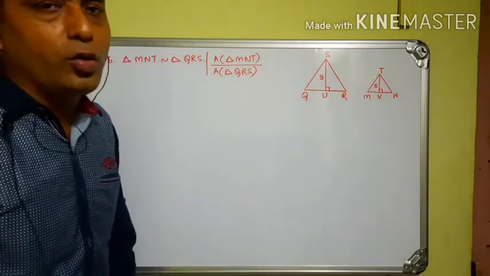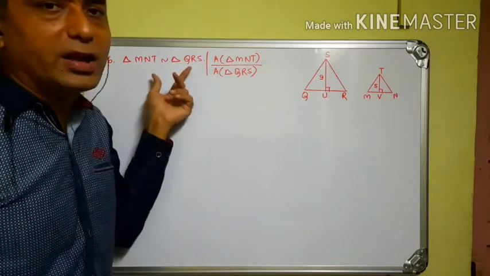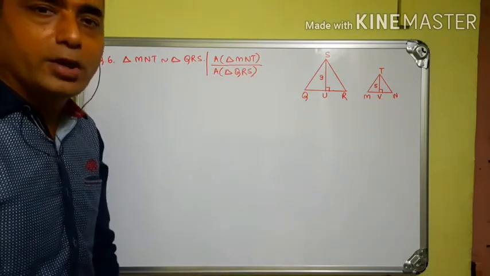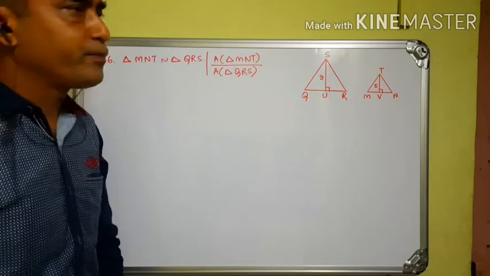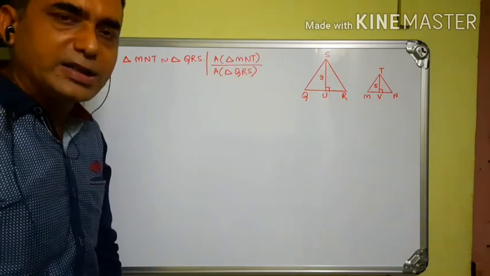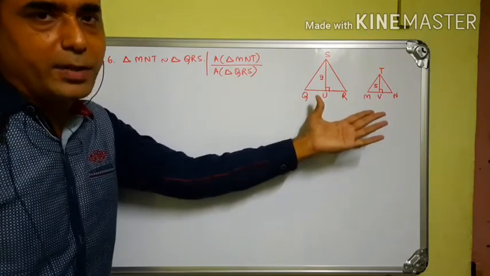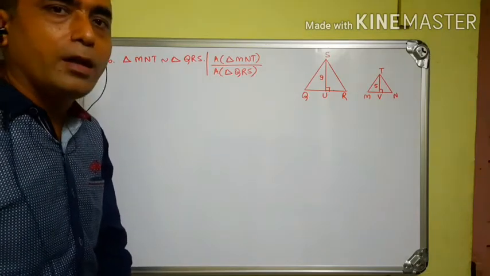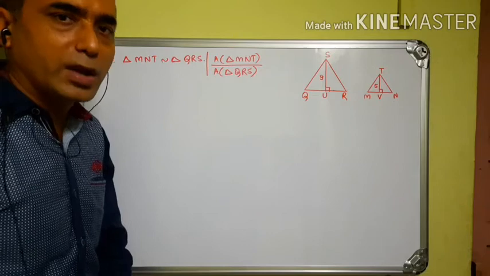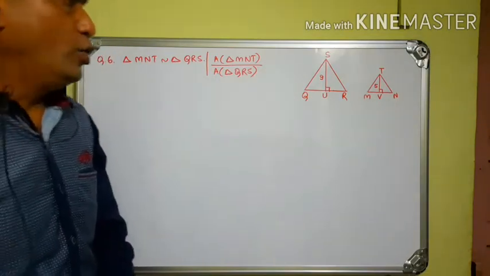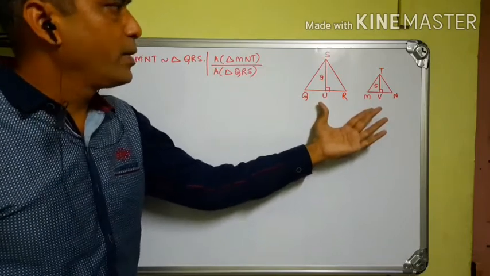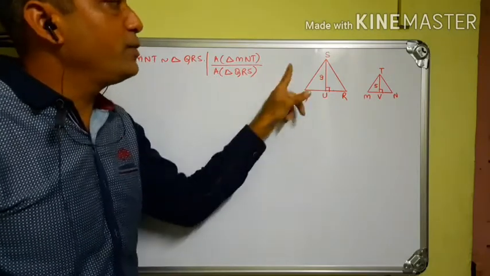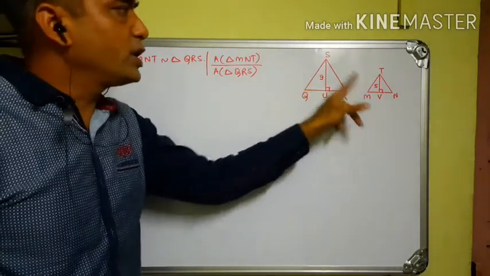Now dear students, you know that when two triangles are similar and we have to find the ratio of their areas, we apply the theorem of areas of similar triangles. What is the theorem of areas of similar triangles? When two triangles are similar, the ratio of areas of those two triangles is equal to the ratio of squares of corresponding sides. Now look at these figures. Only altitude is given. For finding the ratio of areas, we must know the sides. We must know the ratio of sides.